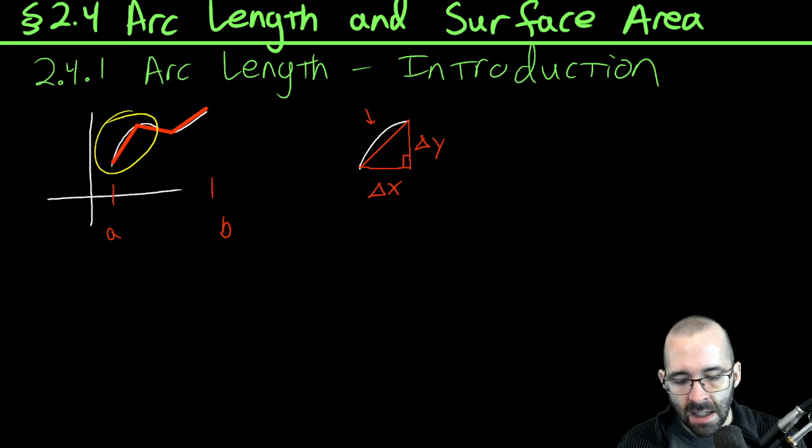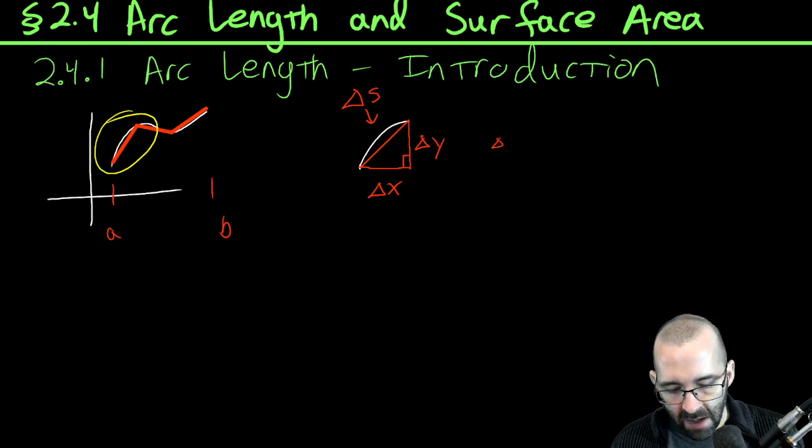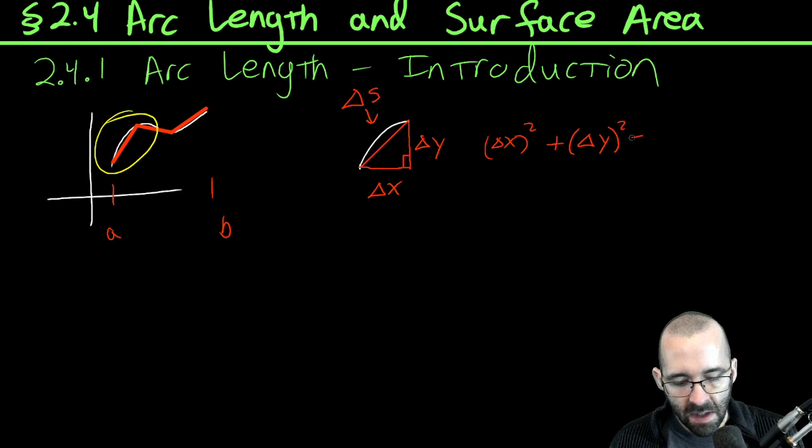And that's going to lead to our hypotenuse, which is a small z distance, s distance. S is really common for arc length as a letter, so we'll call it delta S. Z is another really good choice, or C, whatever you want to use for that. So what's the relationship between these two quantities? Well, it's the Pythagorean theorem, right? Delta x squared plus delta y squared equals delta S squared.